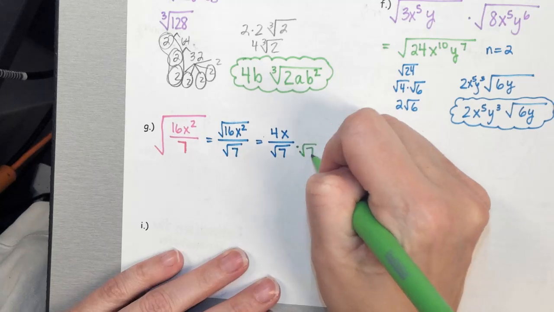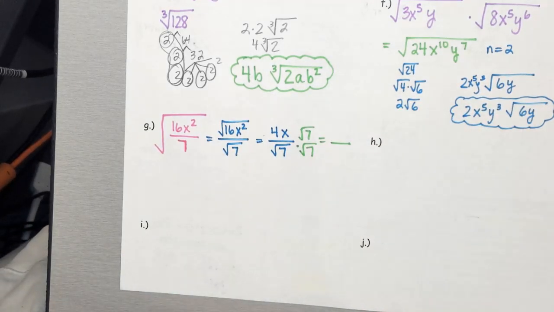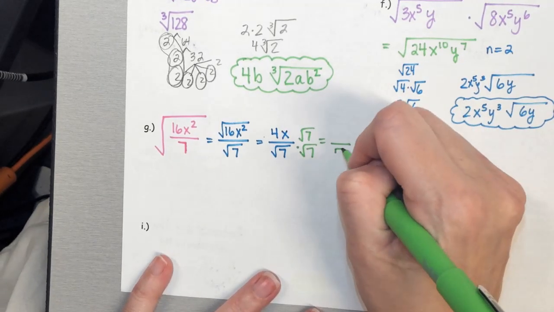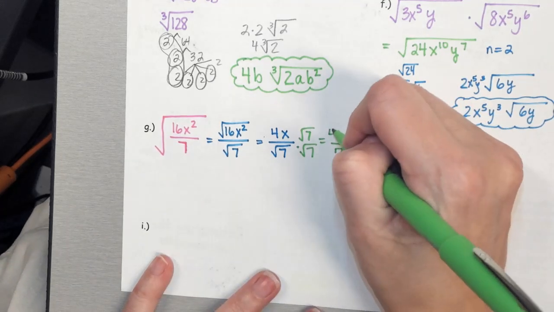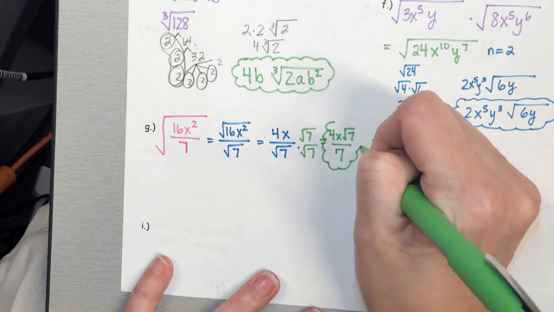And then we have root 7 over root 7. Oh, sorry, because we're rationalizing. You guys with me on that? So when you do that, the square root of 7 times the square root of 7 is how you get 7. And then the top is just 4x root 7.